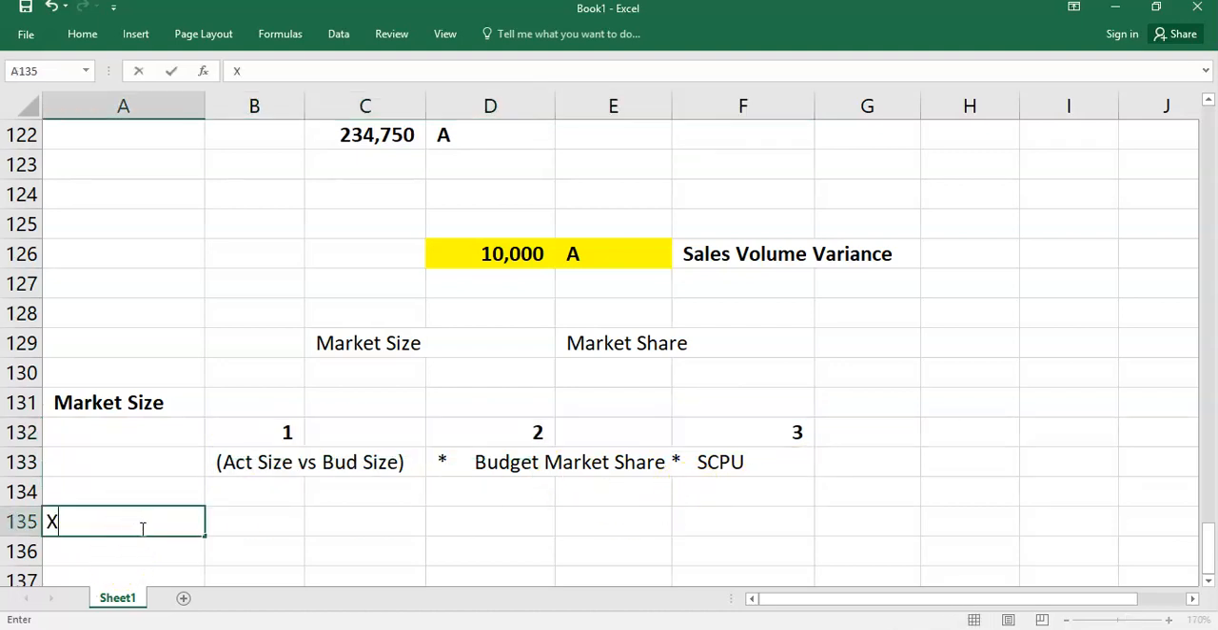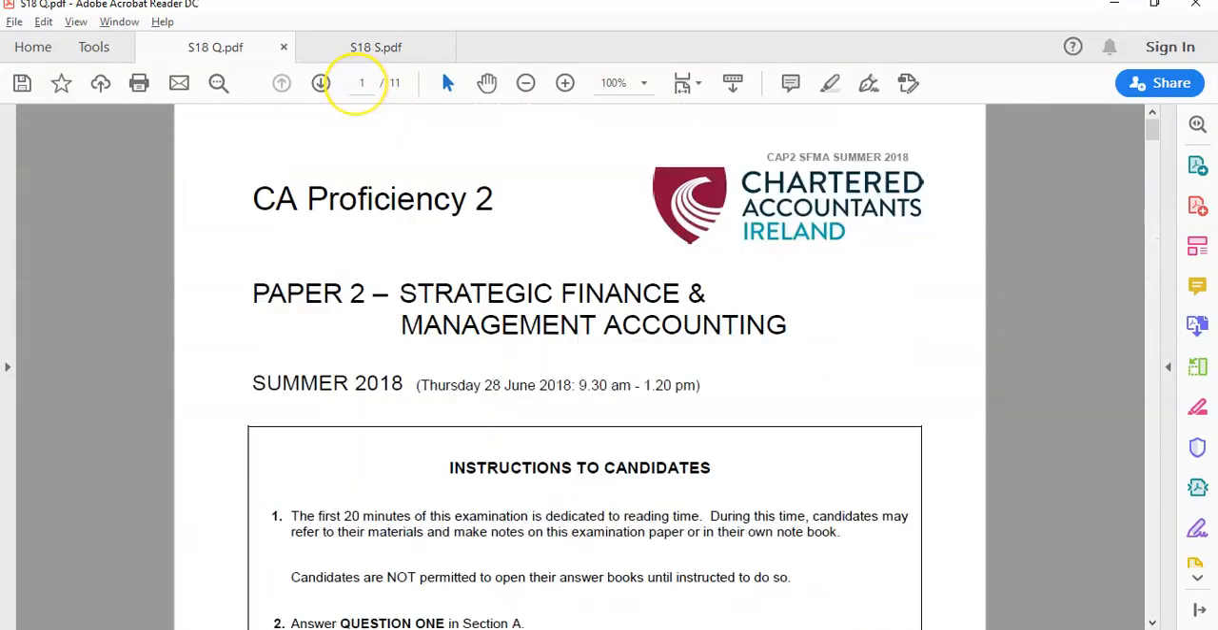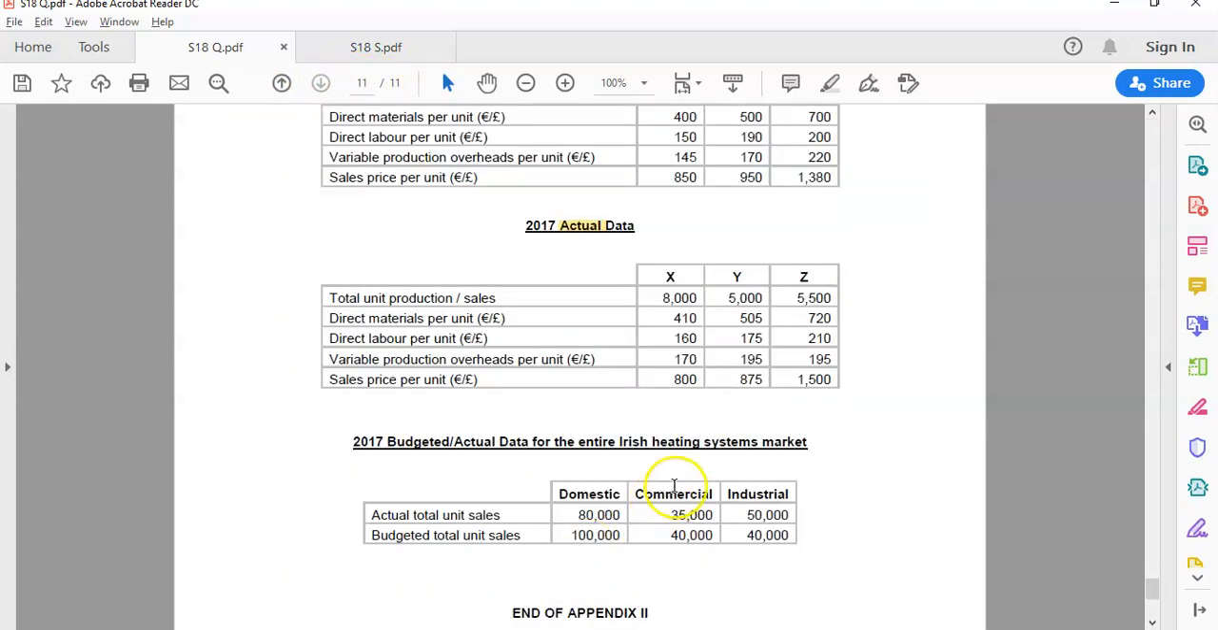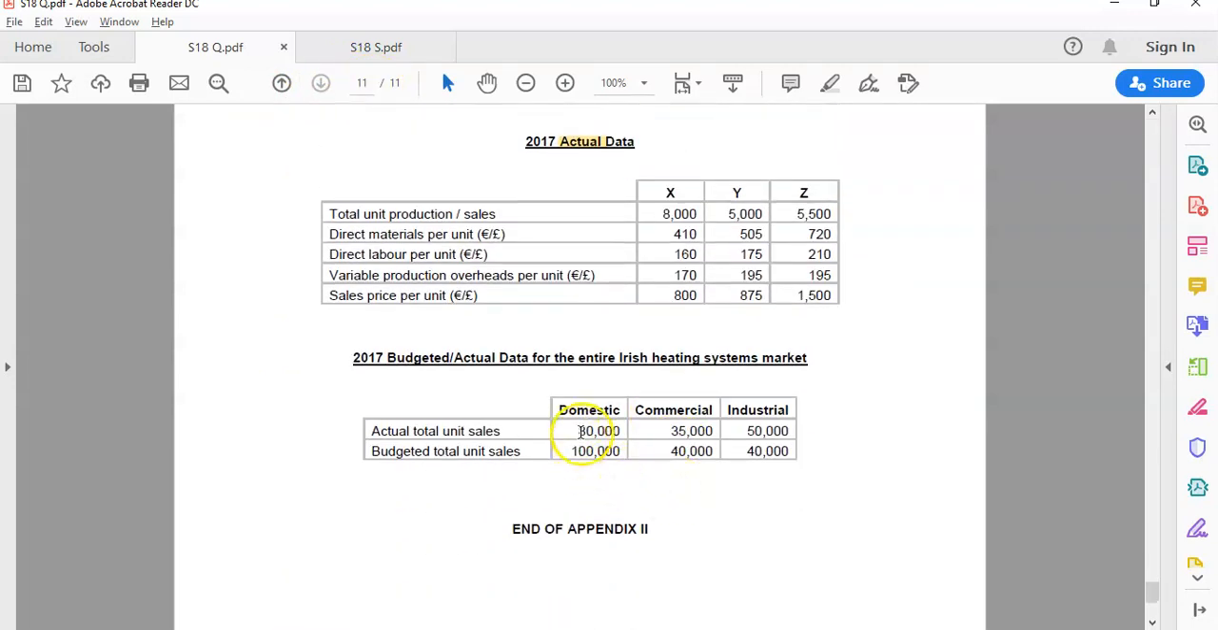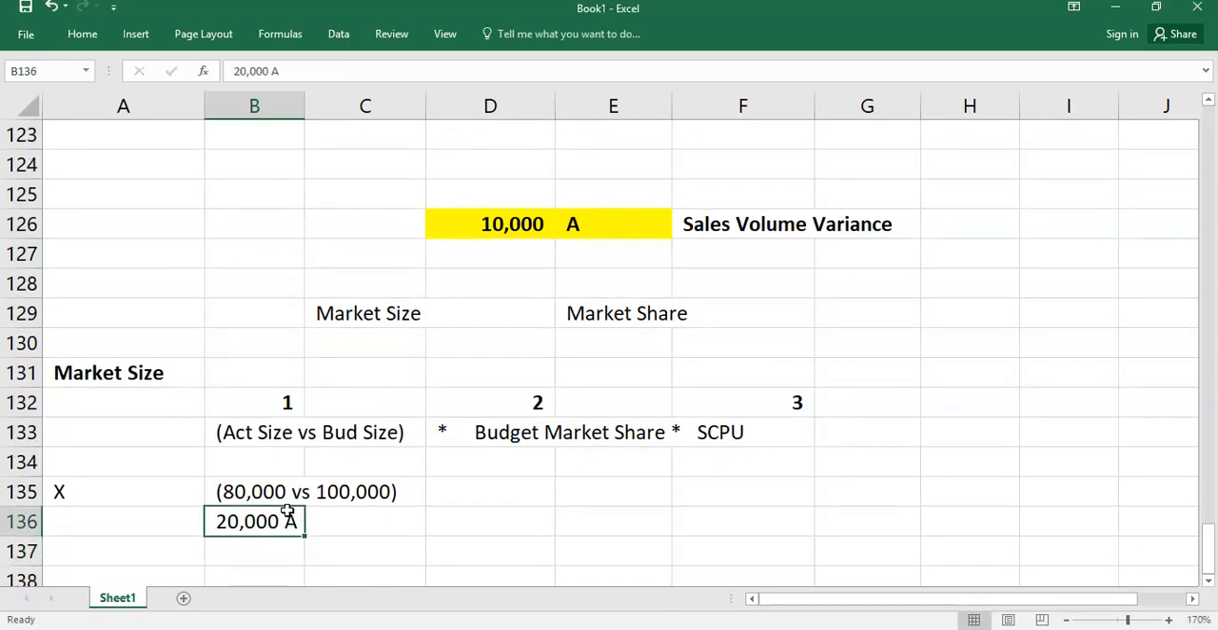So for X, let's have a look at it. X is the domestic market we know. So its industry, put there 11. Its industry here, actual is 80, budget is 100. So that's going to be 80,000 versus 100. So I'd put there, that's 20,000 adverse. So the overall industry for X is 20,000 lower.